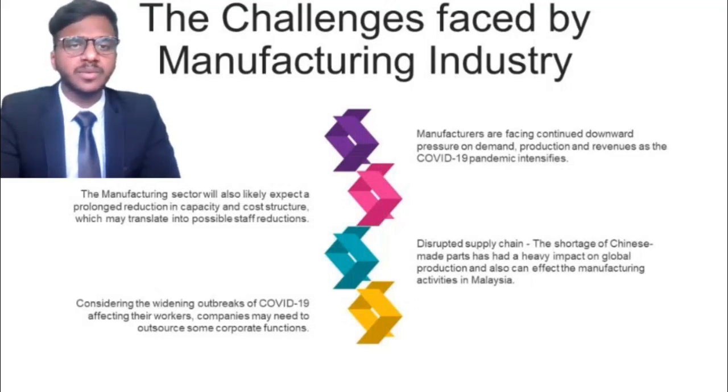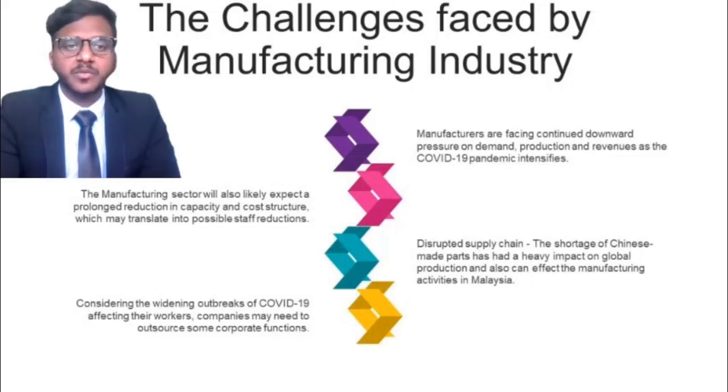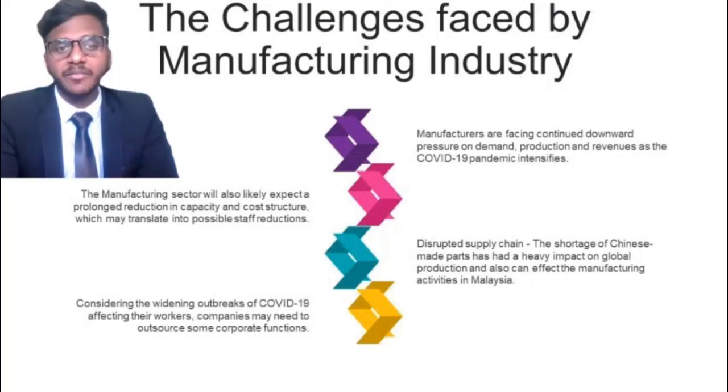The manufacturing sector will also likely expect a prolonged reduction in capacity and cost structures, which may translate into possible staff reduction and related measures as economic activity and commercial aviation decline. Considering the widening outbreak of COVID-19 affecting their workers, companies may need to outsource some corporate functions. Disrupted supply chain: the shortage of Chinese-made parts has had a heavy impact on global production and can also affect the manufacturing activities in Malaysia.